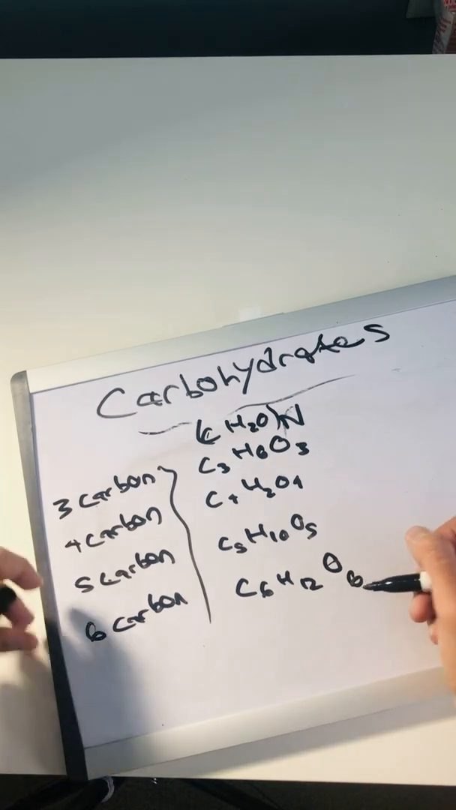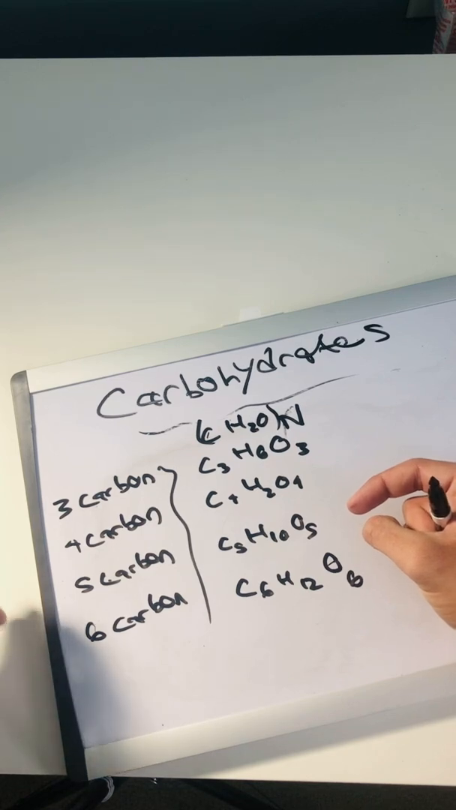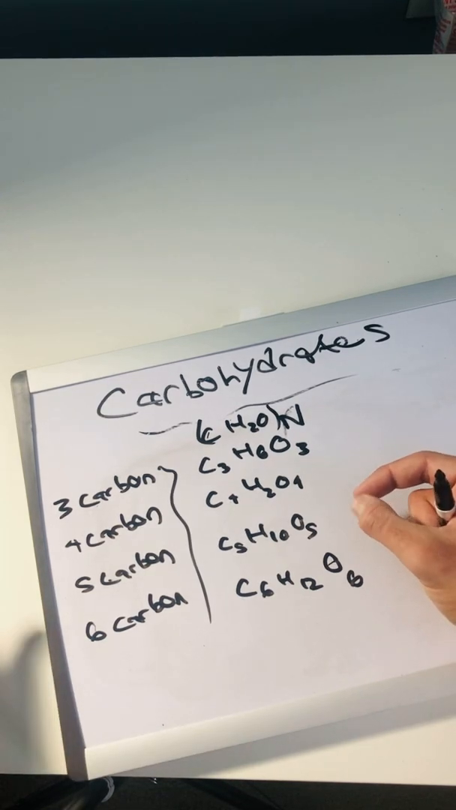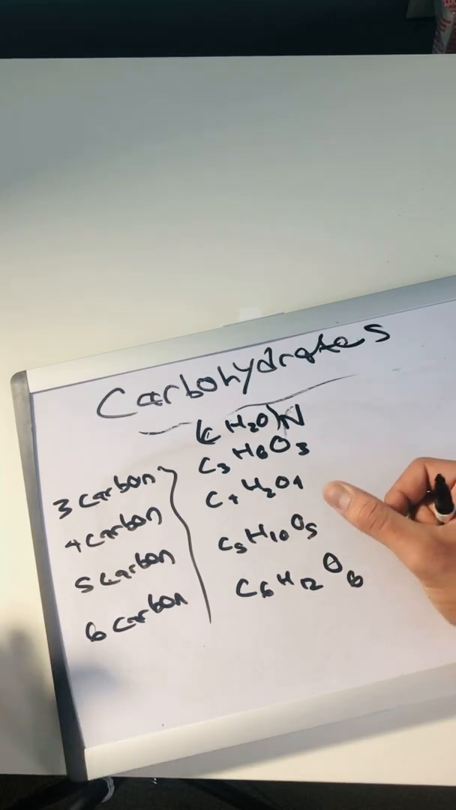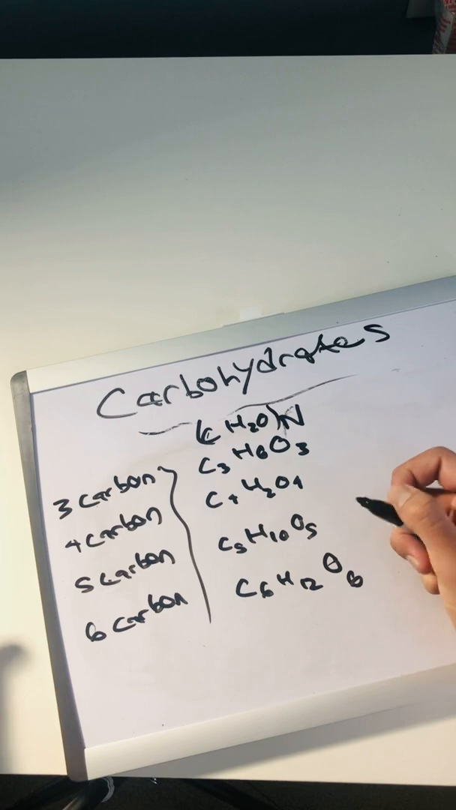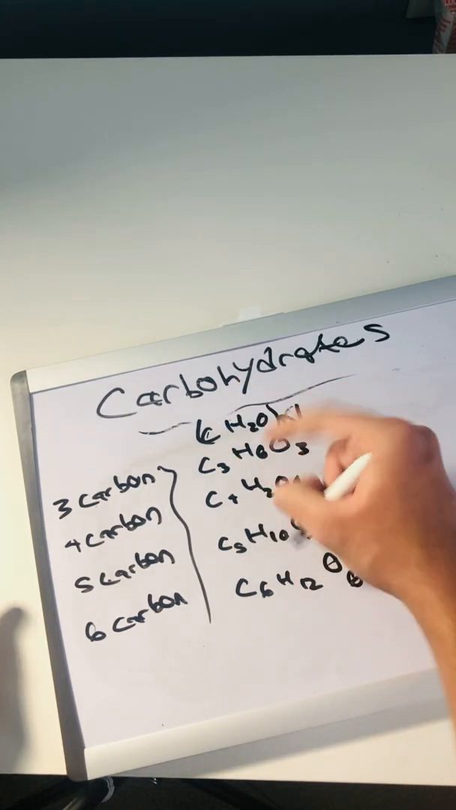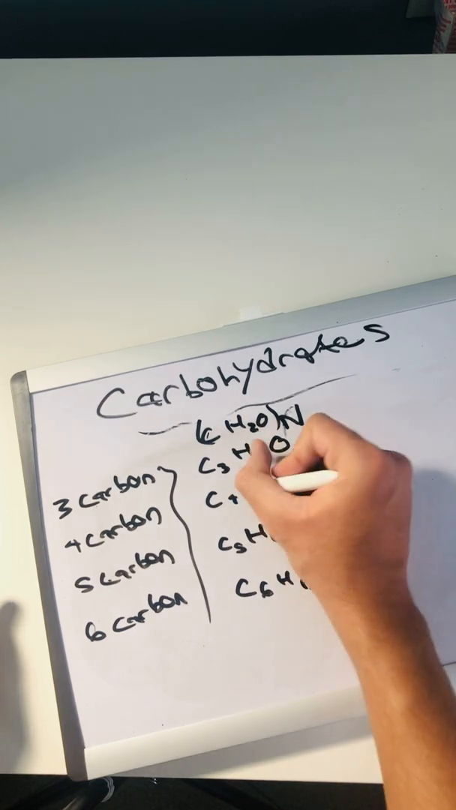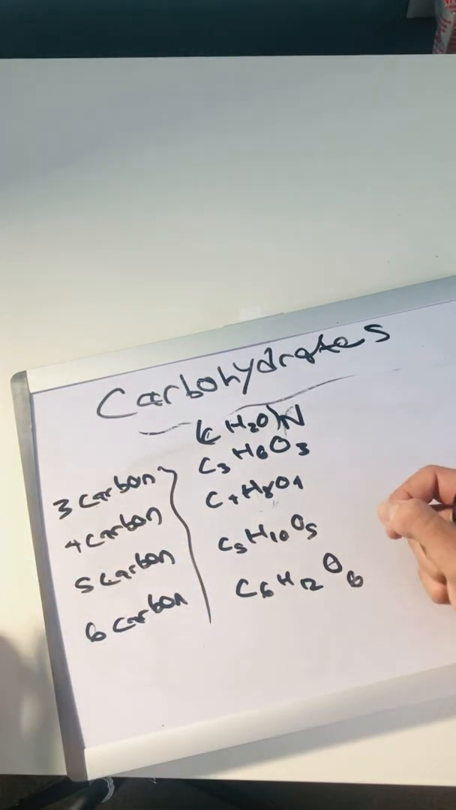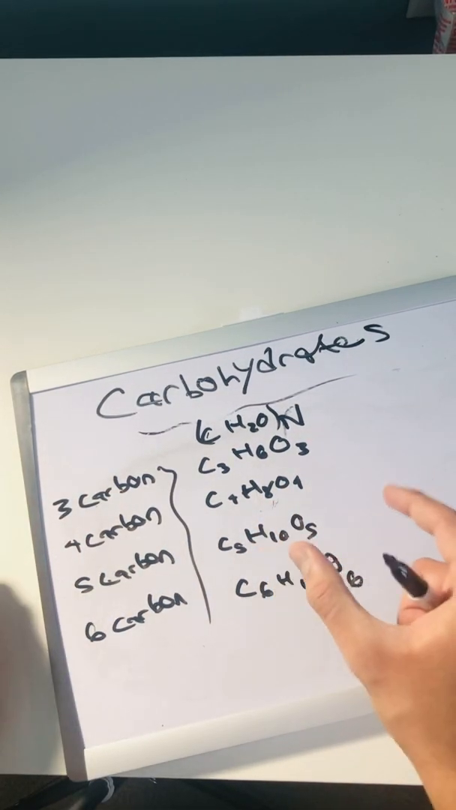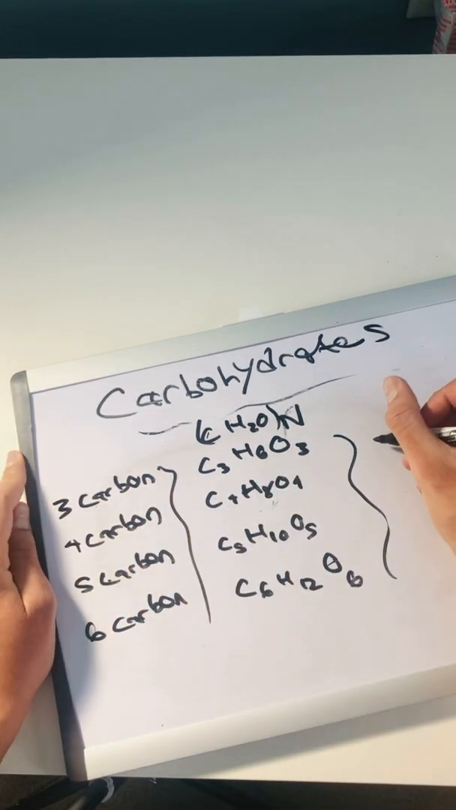If you realize one big pattern here, the carbon and oxygen have the same amount of atoms. The only thing that differs is the hydrogens. Oh, sorry, I made a mistake here. This is supposed to be an 8. My apologies. Anyways, you'll realize the oxygen and carbon will have the same amount of atoms for each one. So for the first one, what do you call this? The 3-carbon one is called a glyceraldehyde.